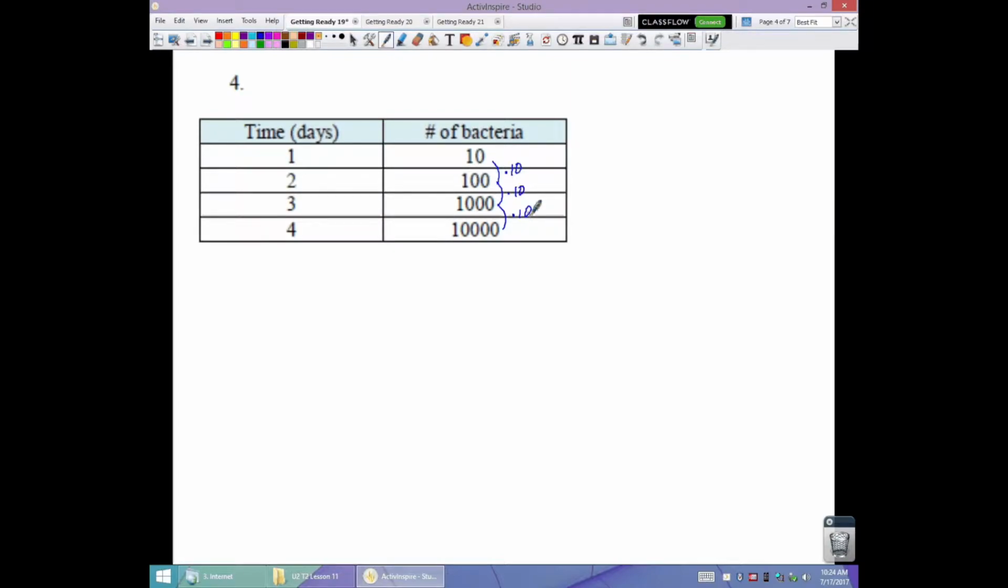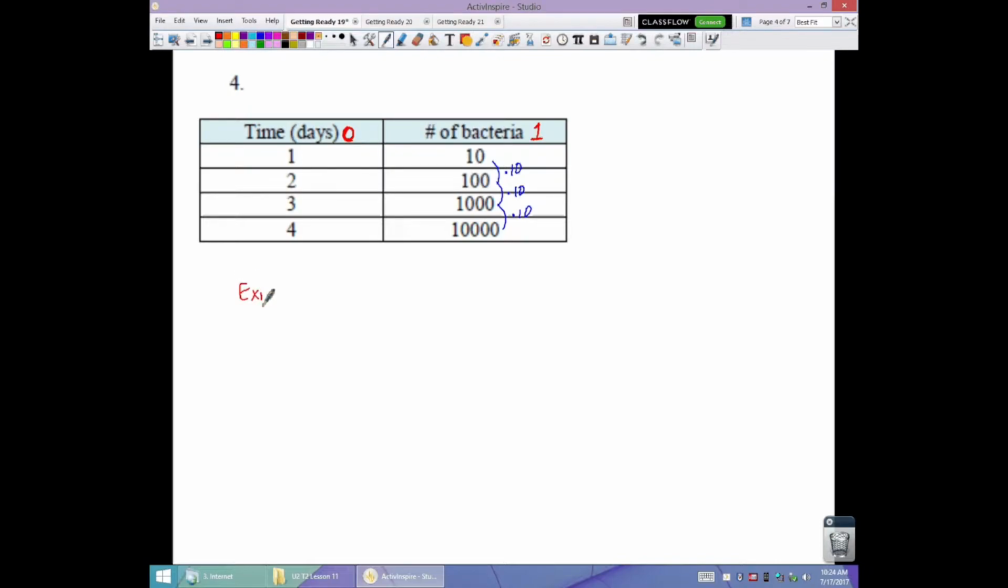Now we do not have the 0th term here in our table. We know we're going to need that for the explicit equation. So let's go ahead and identify that now. If I jump back to day 0, then I need to divide these 10 bacteria by my multiplier of 10. 10 divided by 10 means I had 1 bacteria on day 0.